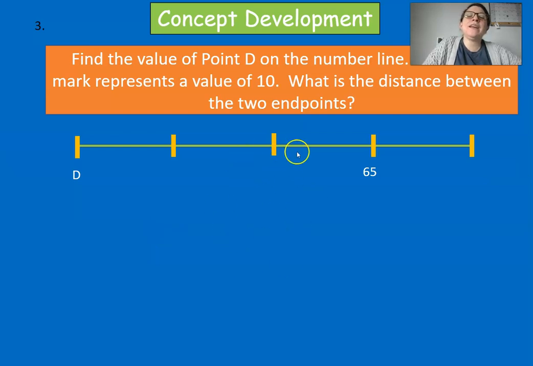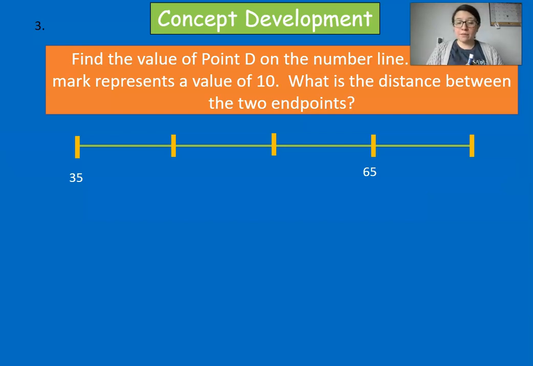Very good. So we know that each value is 10. So we're going to count backwards by 10s because we know 65, 55, 45, and D is going to be 35. Thumbs up if you got it. Good job. Now, my second question is, what is the distance between the two endpoints? We know one endpoint down here is 35, but we don't know what this endpoint is. What do you think that endpoint is going to be if each hash has a value of 10?